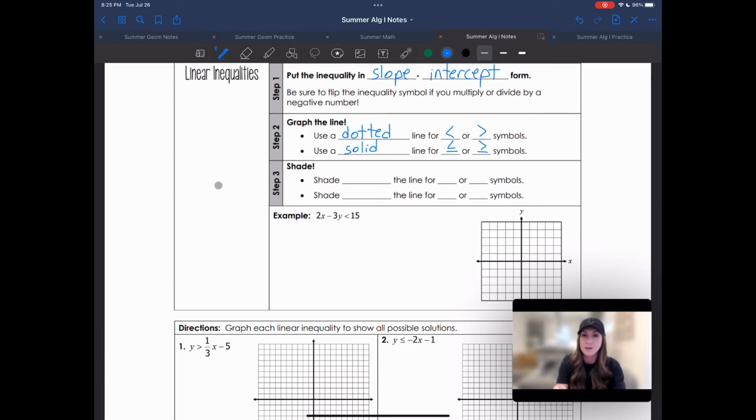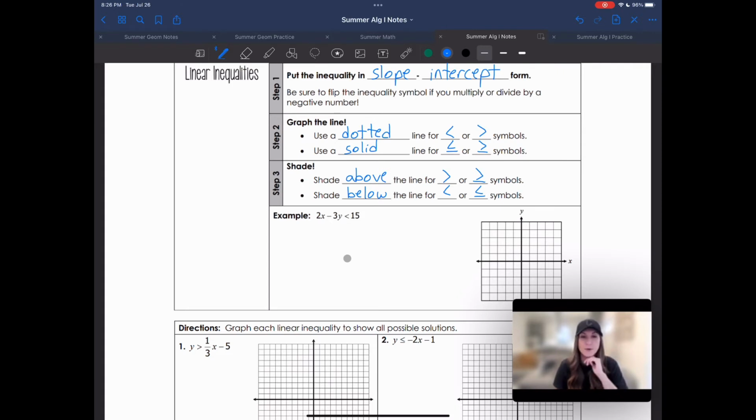Okay, so let me show you how to shade. We will say, let's say, shade above the line. This is where it can get a little tricky, but you're going to shade above if you have any type of greater than symbol. Okay, so this is going to be for greater than or equal to. Okay, and then you'll shade below the line. Shade below the line for anything that's a less than symbol. So for less than or equal to symbols. And then that's it. So those are our 3 steps.